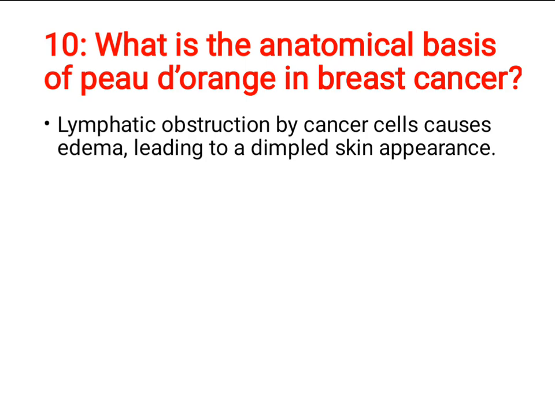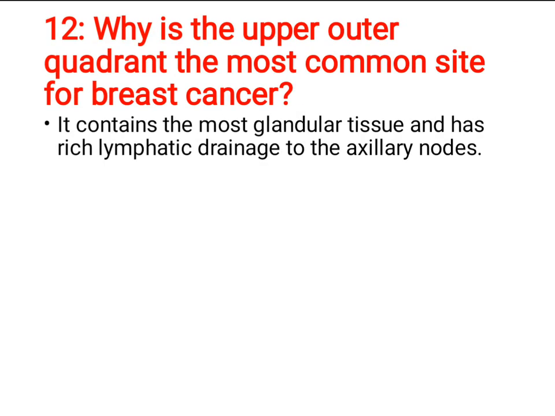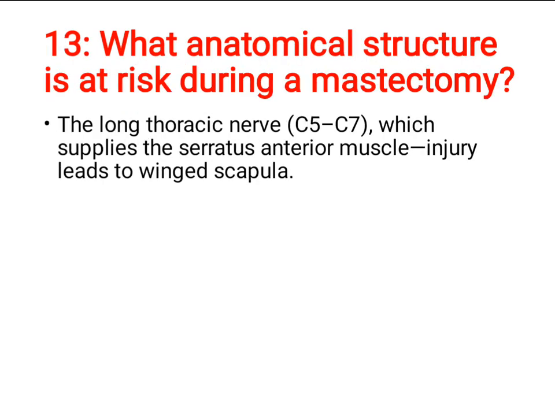11. How do tumors affect Cooper's ligaments? Tumors can cause fibrosis and shortening, leading to skin retraction or dimpling. 12. Why is the upper outer quadrant the most common site for breast cancer? It contains the most glandular tissue and has rich lymphatic drainage to the axillary nodes. 13. What anatomical structure is at risk during a mastectomy? The long thoracic nerve, which is C5-C7, which supplies the serratus anterior muscle. Injury leads to winged scapula.